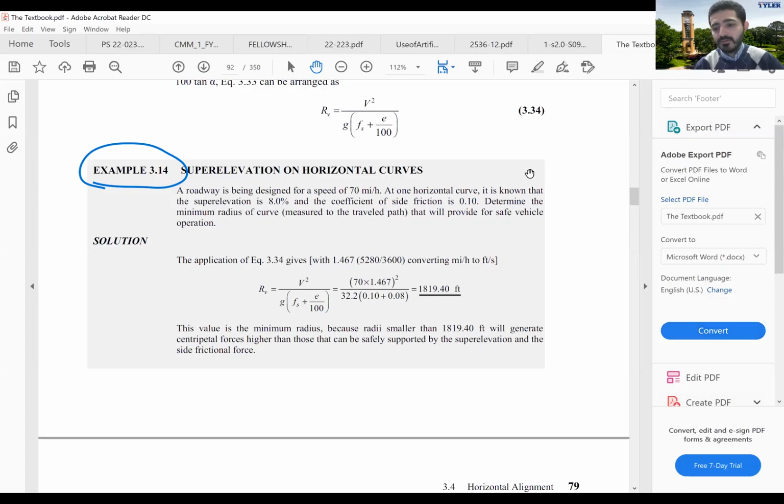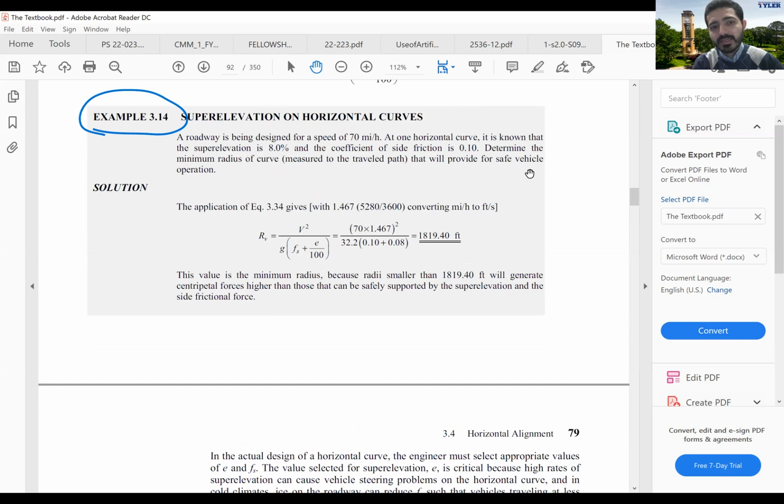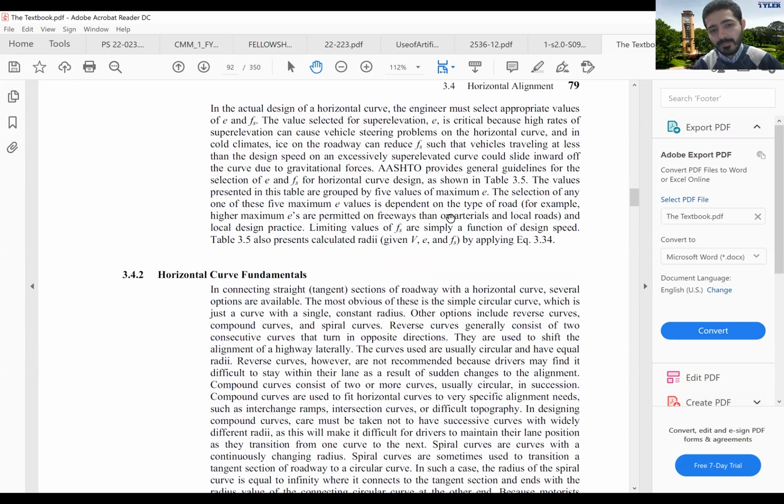All right. So here, let's go down. First, let's check again what we did is right. Again, the R is V squared over g times (f_s plus e over 2). So 70 miles per hour times 1.467, over 32.2 times (0.1 plus 0.08). So that's 1819.4. Or let's go to the table.